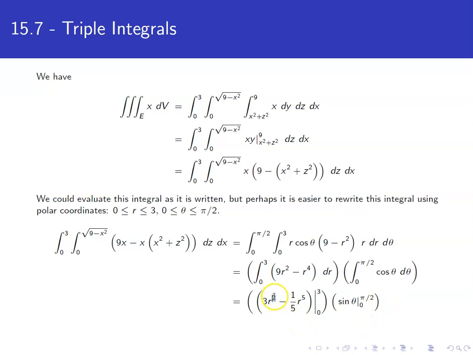This should be a 3r cubed. My apologies, that's a typo. I should have a 3r cubed minus a 1/5 r to the 5th here. And then I have a sine theta for my antiderivative there. And if you plug in all that stuff, you should get 162/5 as your final answer.